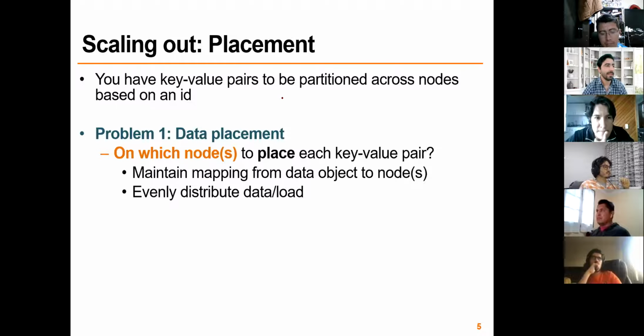So you have key value pairs to be partitioned across nodes based on the ID. You remember what we were talking about last class, distributed hash tables. We had key value pairs, and we were using distributed hash tables to store that. So let's talk about this task. The first problem is data placement. You want to know on which node or nodes you want to place each key value pair. You need to maintain a mapping from data objects to nodes, and you want to make sure that you are evenly distributing data, or evenly distributing the load across the network. This is what we discussed last time.